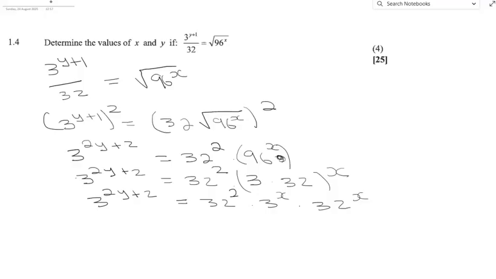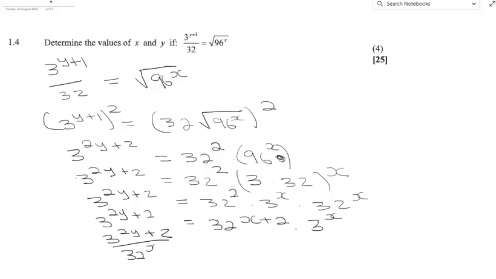We're using exponential rules. So now we have 3 to the power of 2y plus 2, which is equal to, also applying the exponent rules, 32 to the power of x plus 2 multiplied by 3 to the power of x, right? Okay. So here we can divide 3 to the power of 2y plus 2 by 32 to the power of x plus 2. Then this side we can say 3 to the power of x, right?